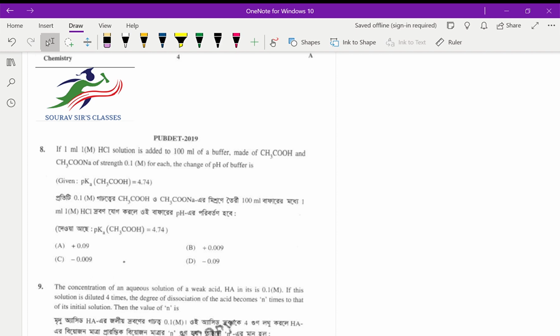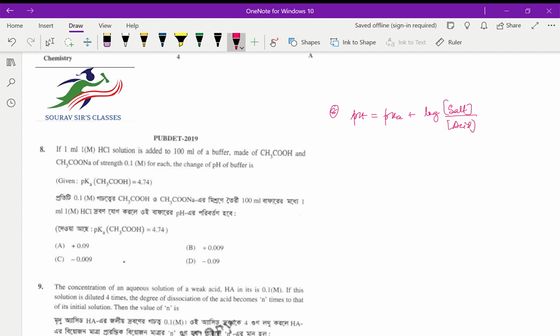Now, so we know, say this is the solution for 8. We will say, using the Henderson equation, that pH is equal to pKa plus log of the concentration of the salt by the concentration of the acid.